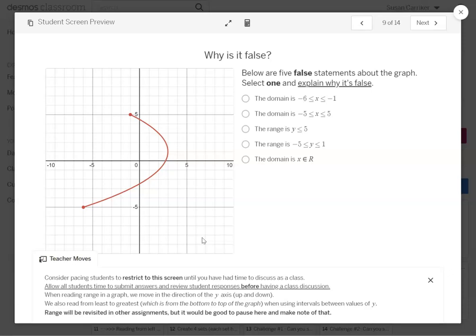But here's an example where it's not all real numbers, so tell me why. And then the range is given, what's wrong. So they could correct it, or they could say why it's not, or whatever.